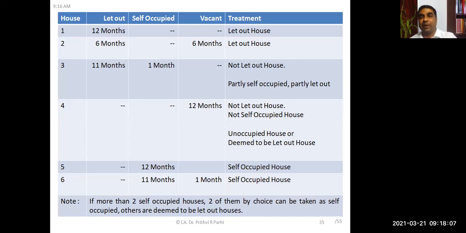So this point you need to remember, and you not only have to remember, you have to give importance to that. Why? Because earlier it was 1 house. Now it has been amended to 2 houses. Understood? So this is the change in the law. So please remember this thing. Now the assessee can claim 2 houses as self-occupied house.